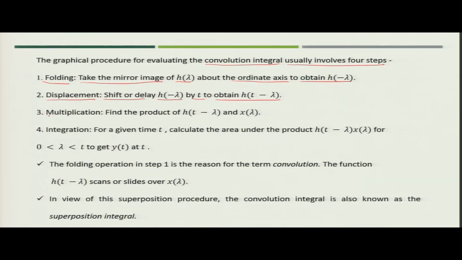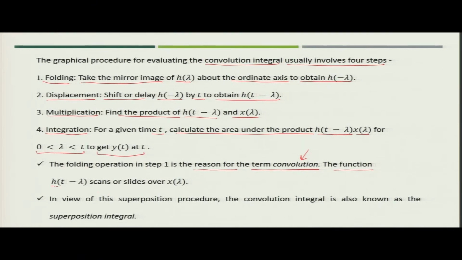Now, the next task is to multiply, find the product of h(t minus lambda) and x(lambda), and then integrate for a given time t and calculate the area under the product h(t minus lambda) x(lambda) for lambda varying between 0 to t, and then you will finally get the value of y(t). Now, the folding operation in step 1 is the reason for the term convolution. So, this is what we discussed in the first slide, that folding, which is nothing but taking the mirror image, is the reason for calling this particular integral the convolution integral.